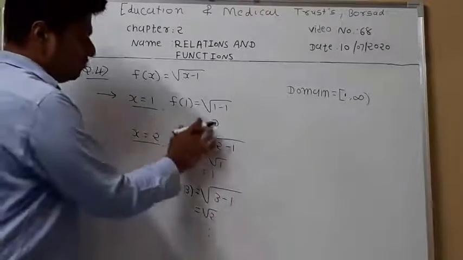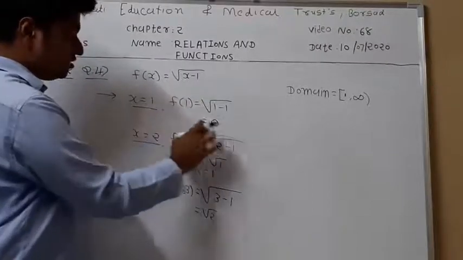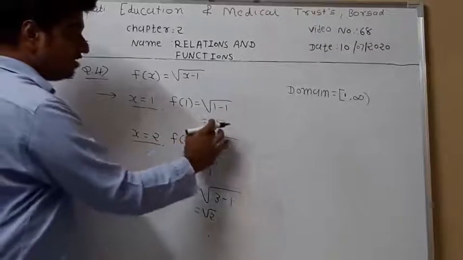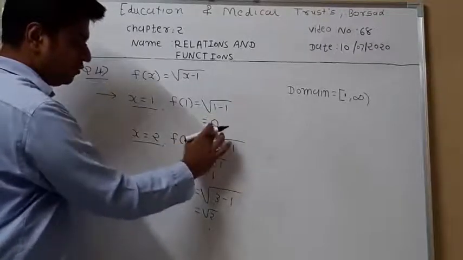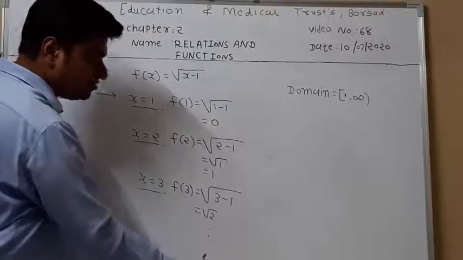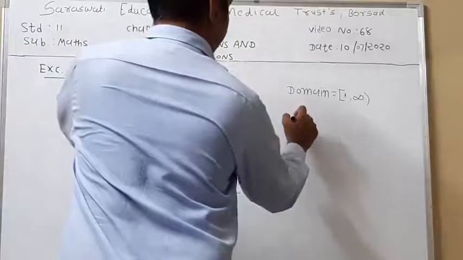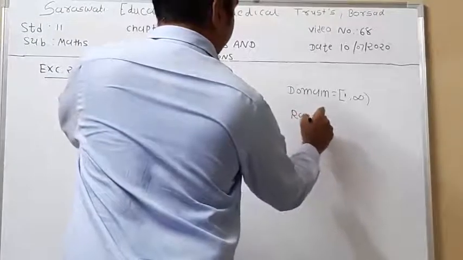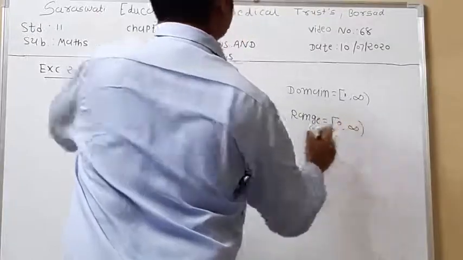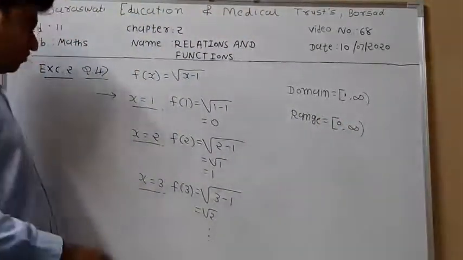Now for the range, we substitute the values of the domain. Here we get the minimum value 0. After 0, the values increase and all of them are positive. That means our range starts at the minimum number 0, so we can write the range as the closed interval 0 to infinity.